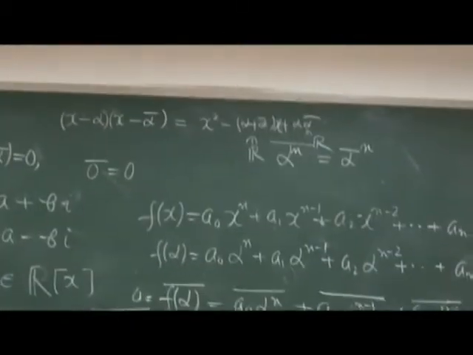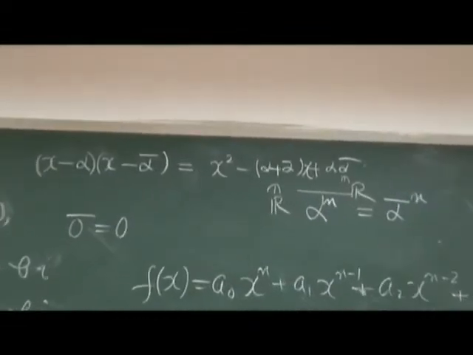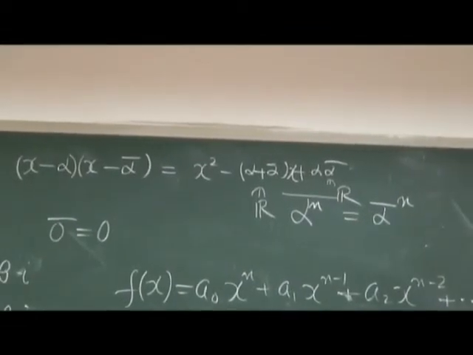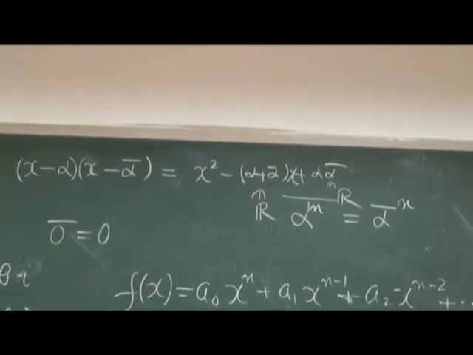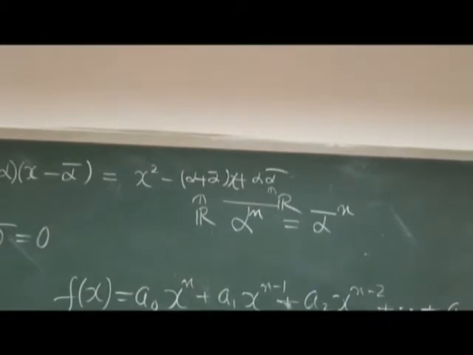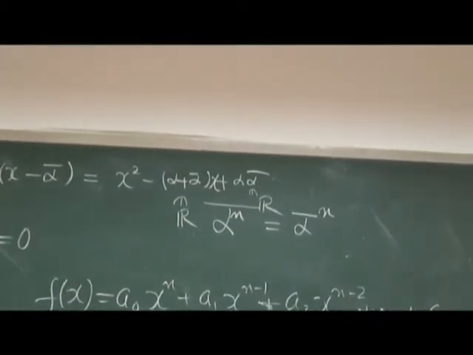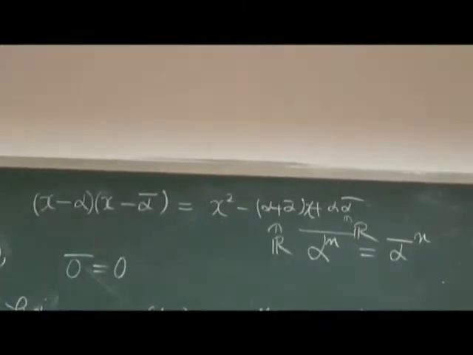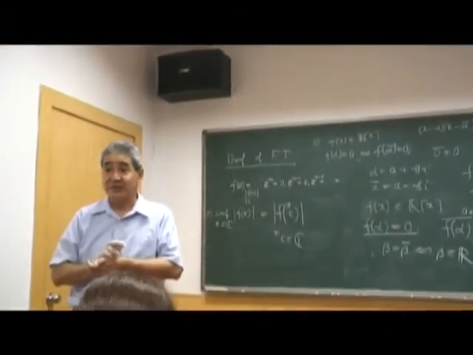So that's a real polynomial. It's a degree 2 polynomial. So what Gauss proved is actually the following. If you consider a polynomial with real coefficients, and this polynomial has complex solutions, then you can always find the complex conjugate, which is also a solution of this equation.